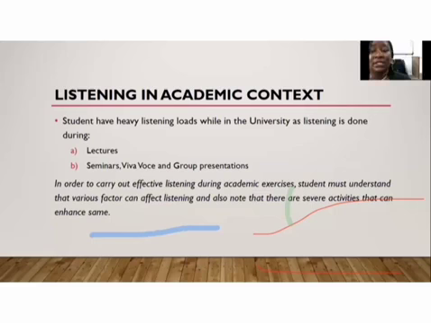So as you improve your skills, you will find out that you will listen more effectively and get more from the content that is being passed on to you. Another situation or another time when students do a lot of listening is during seminars, during Viva Voce, and during group presentation. Again, when you develop your listening skills, you'll be able to effectively listen and interpret whatever message or messages are being put across to you.